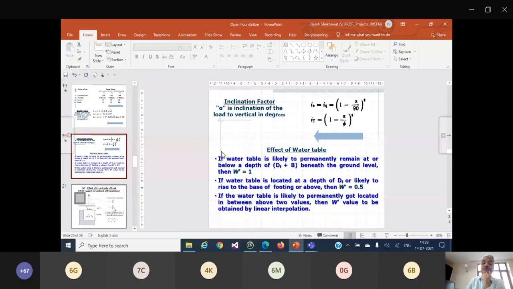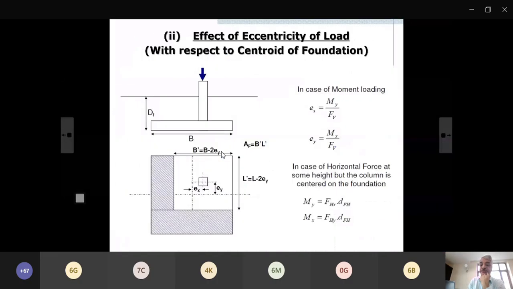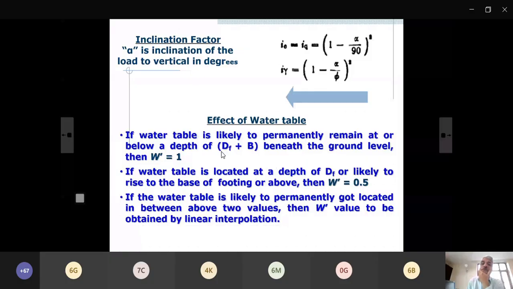Any other question or doubt about this equation and how we calculate the bearing capacity from this? No?